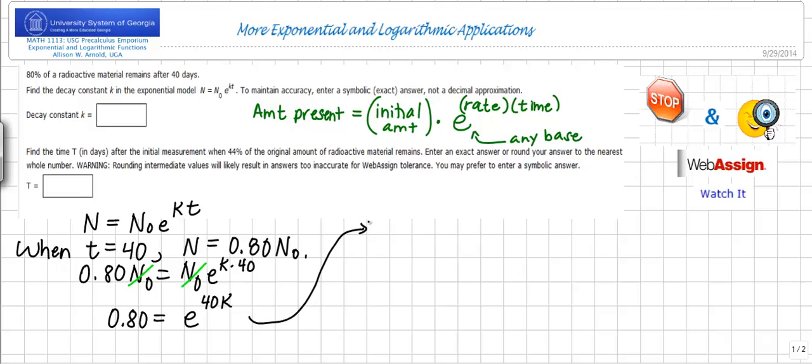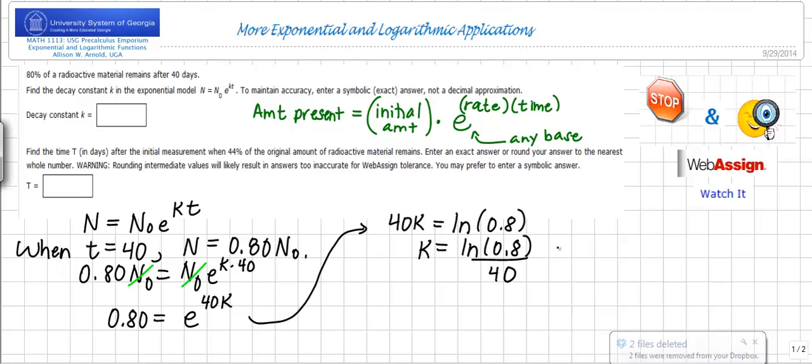which I then personally go directly to the definition of the logarithm, which is the exponent is log base e of 0.8. So the decay constant is natural log of 0.8 over 40. Now, I'm not going to do this in the box. I'm going to put natural log of 0.8 over 40 because I said I could leave an exact or a symbolic answer.